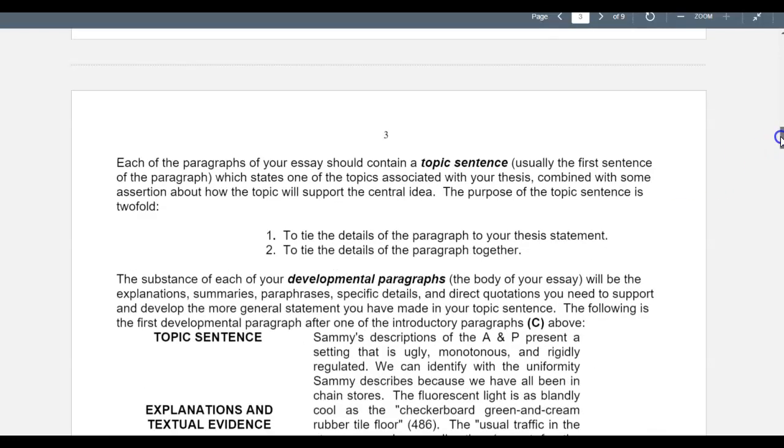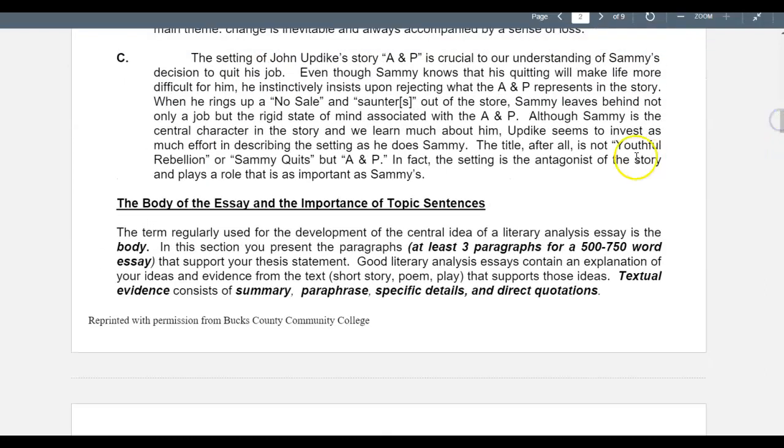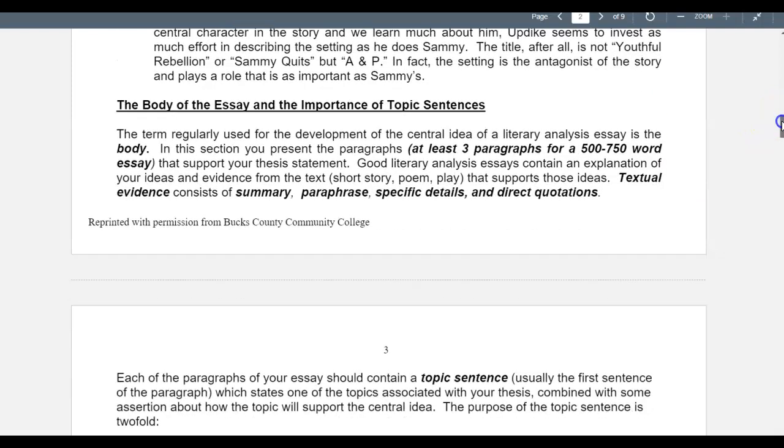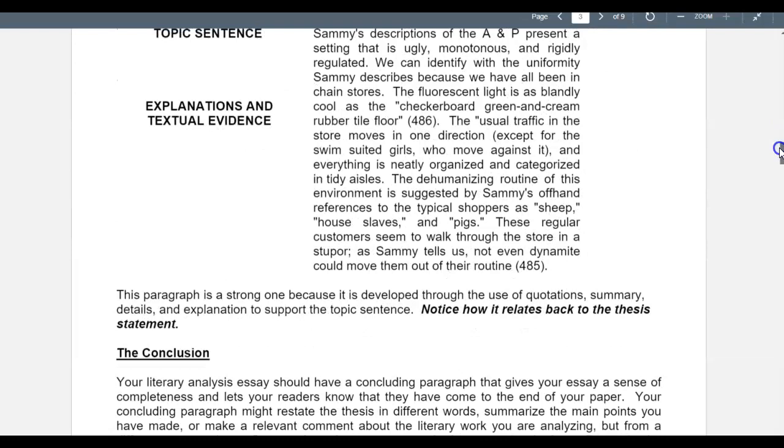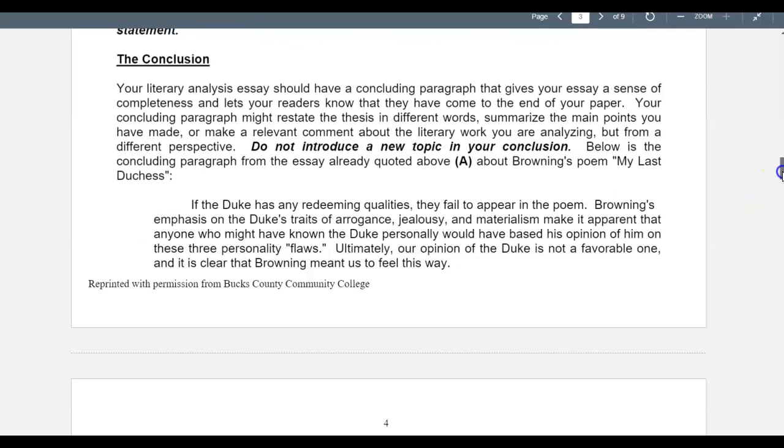As it says here, just as much of a character, the antagonist of the story. So A&P is just as much a character in the story, if you will. And it goes in and talks about how it's presented in this way, being ugly, monotonous, and rigidly regulated, and offers specific quotes and details from the story to provide that.